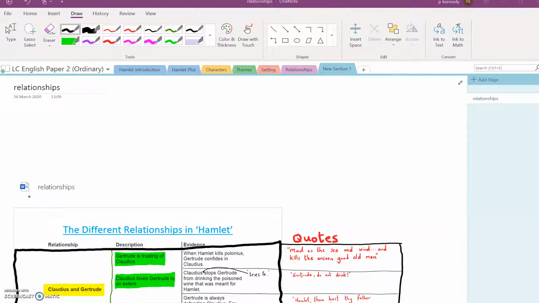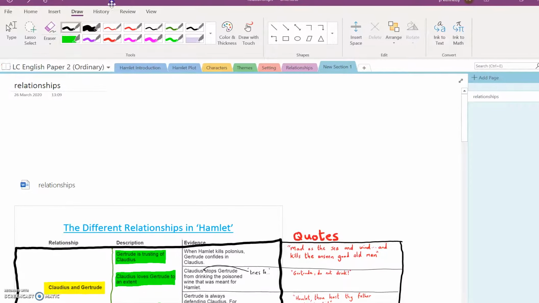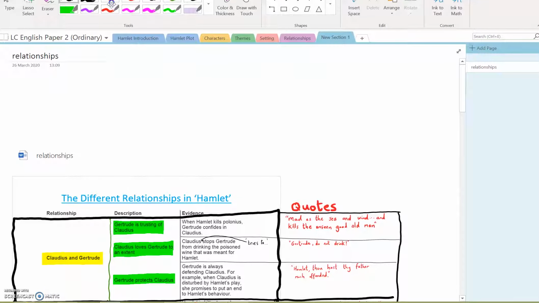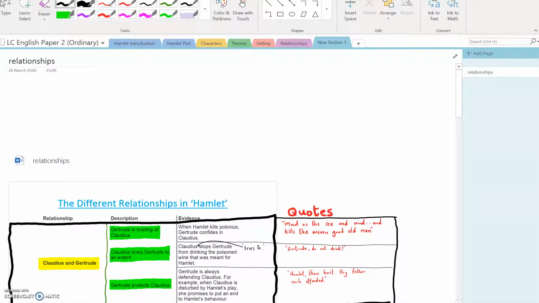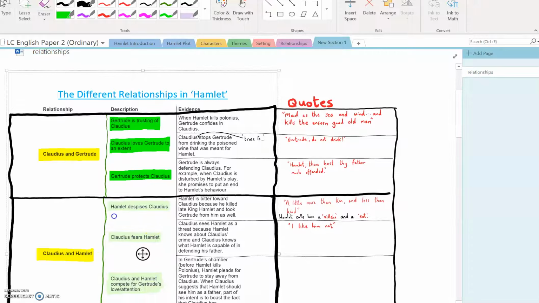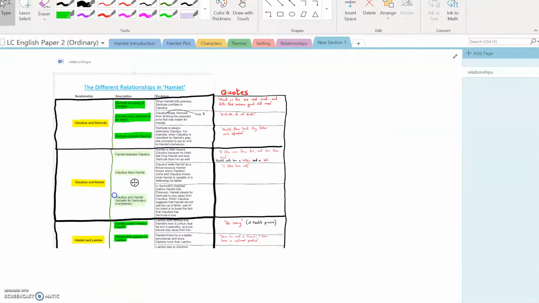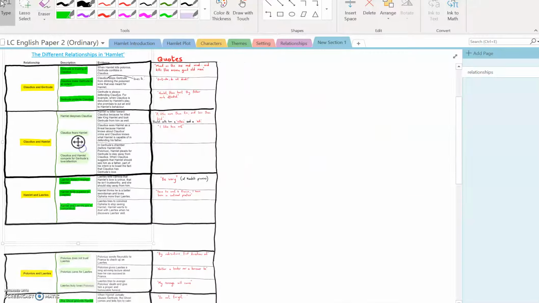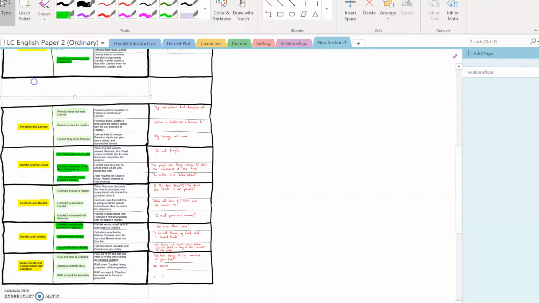Hello and welcome to this lesson on the different characters in Hamlet and the different relationships in the play. On this page you're going to find a long list, let me zoom out, of all the different relationships in the play, what happens in those relationships, and whether they're positive or negative relationships.